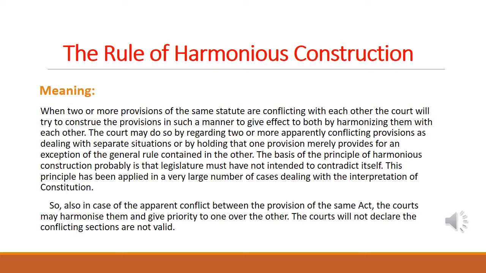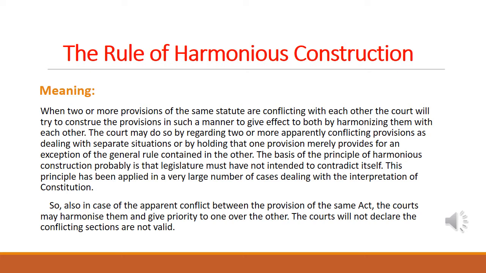Earlier, we have covered the literal or the grammatical rule, golden rule, mischief rule, ejusdem generis, and noscitur a sociis. Now, let us learn about the rule of harmonious construction. Coming to the meaning, when two or more provisions of the same statute are conflicting with each other, the court will try to construe the provisions in such a manner as to give effect to both by harmonizing them with each other. The court may do so by regarding two or more apparently conflicting provisions as dealing with separate situations or by holding that one provision merely provides for an exception to the general rule contained in the other.